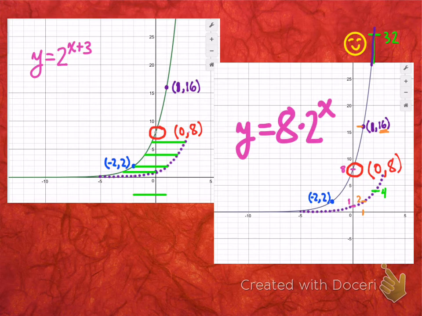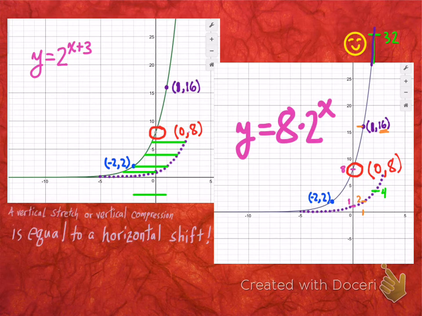Well, I hope I've convinced you now without a shadow of a doubt that a vertical stretch and a horizontal shift are in fact the same thing when we're talking about exponential functions. Very interesting little feature. All right, let's do a couple more examples to wrap this up.